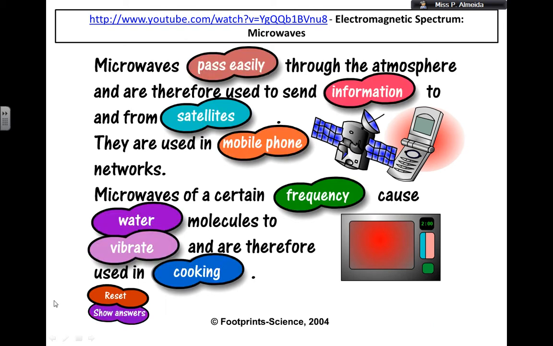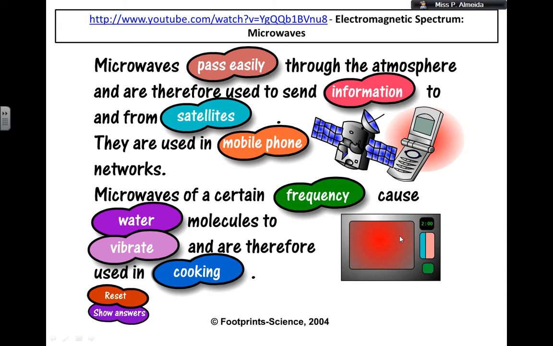So microwaves pass easily through the atmosphere, and therefore they are used to send information to and from satellites. They are used in mobile phone networks, and microwaves of a certain frequency cause water molecules to vibrate, and therefore they are used in cooking. Alright, so we know about the electromagnetic spectrum in order. We know about the uses, we know about risks, we know about benefits, and I gave you enough links and exercises really for you to get more information about all the other parts of the electromagnetic spectrum.